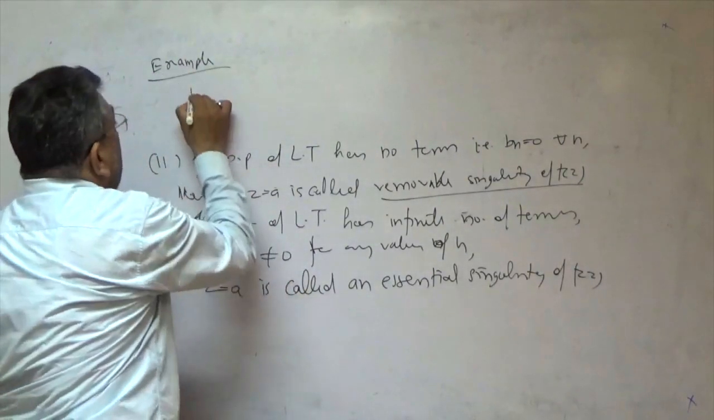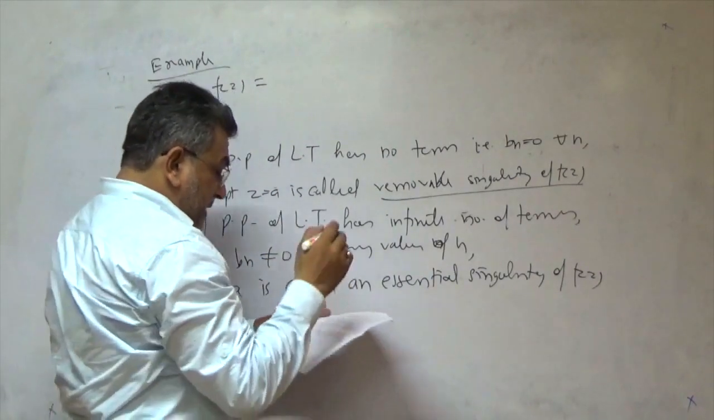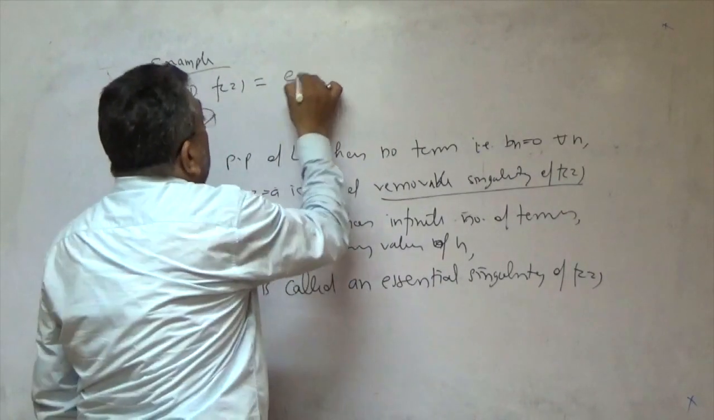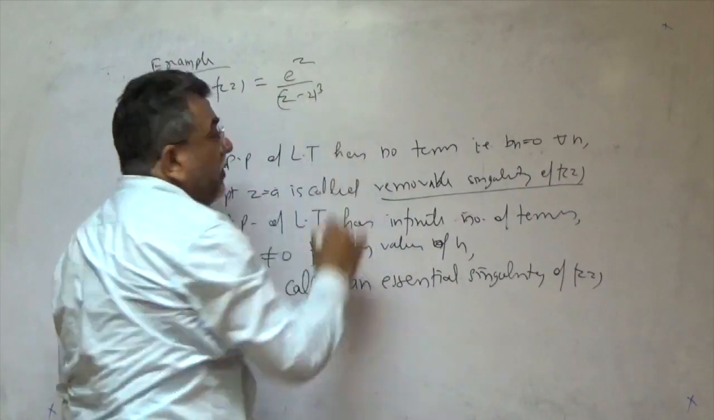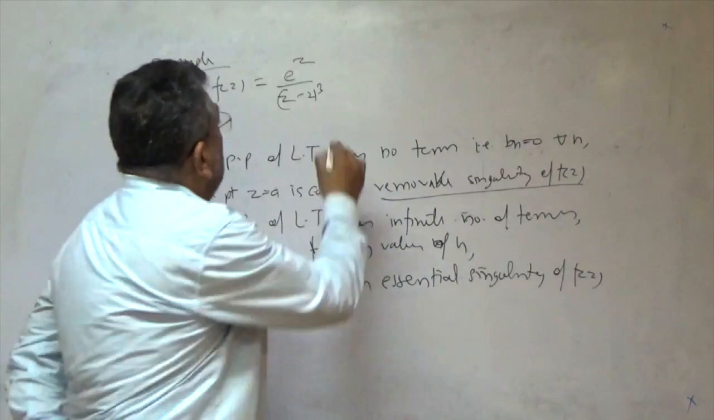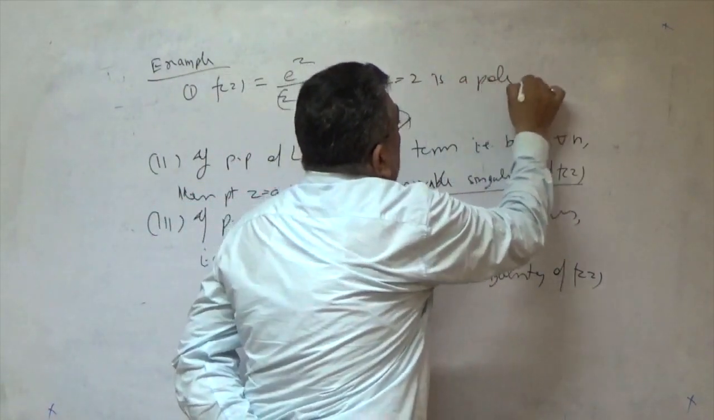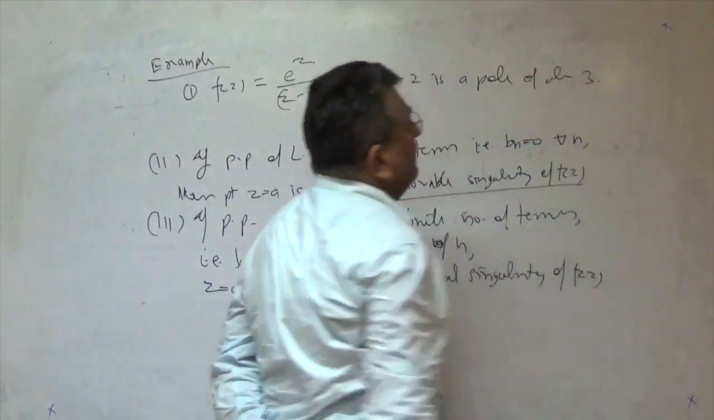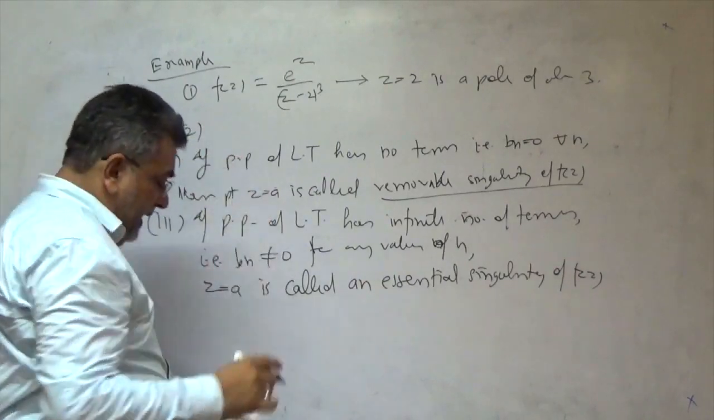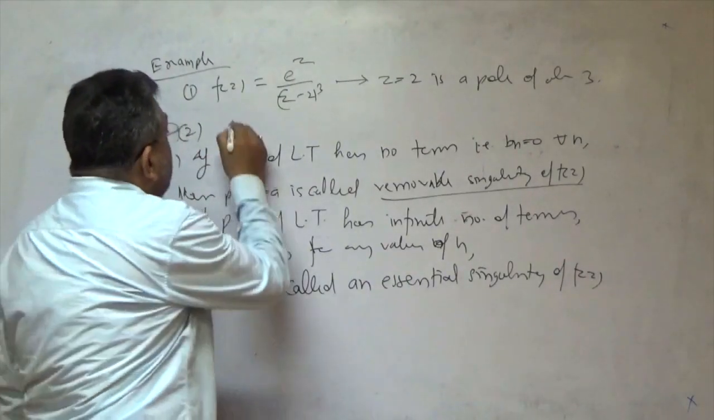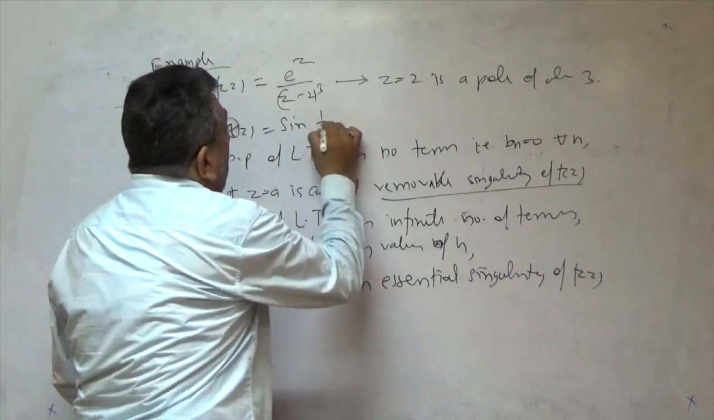If we take three simple examples, first, if we take f(z) equal to e^z upon (z minus 2) whole cube. Simply, you see here z equal to 2 is a pole of order 3. Simply, right?